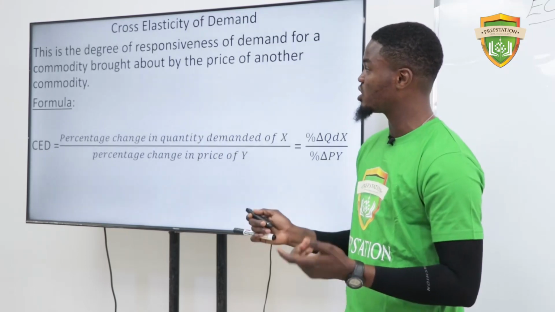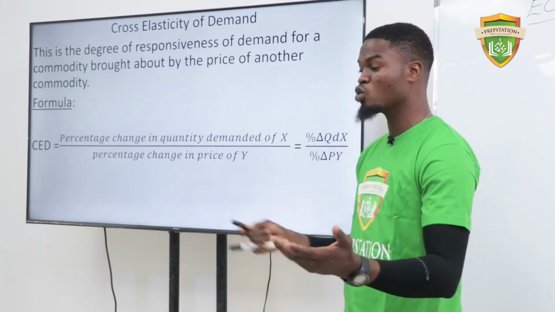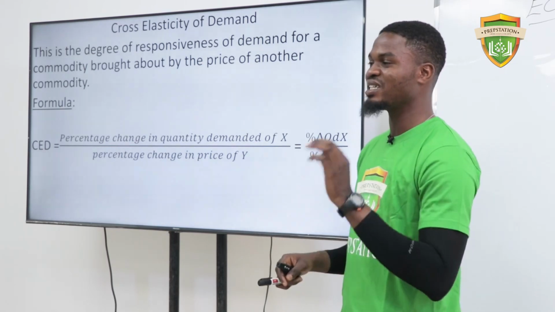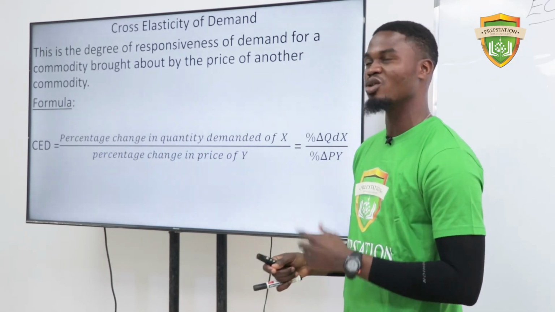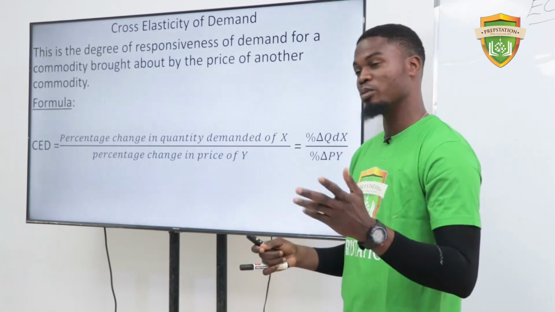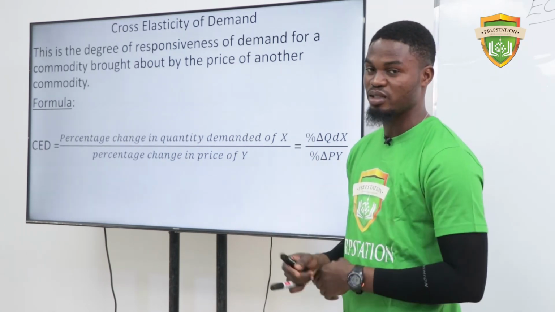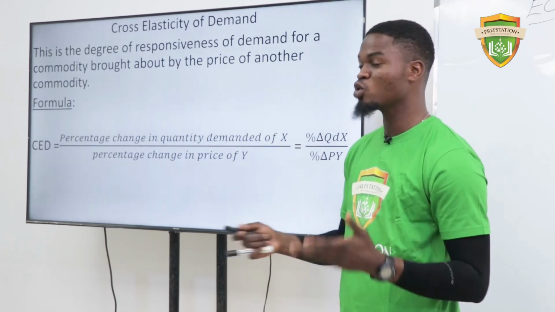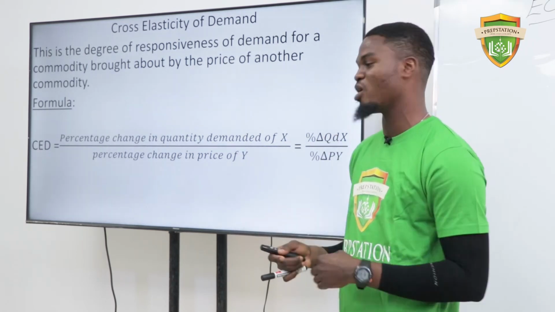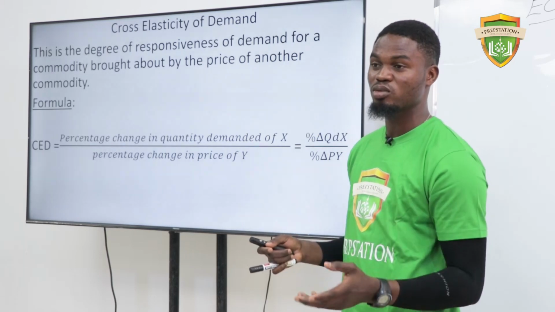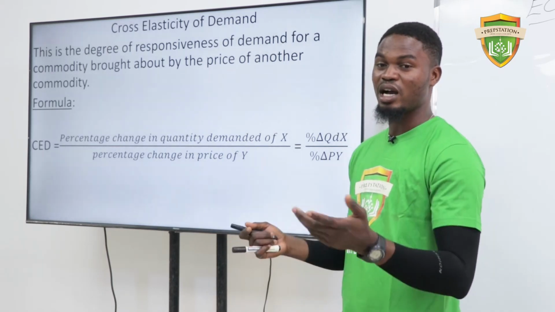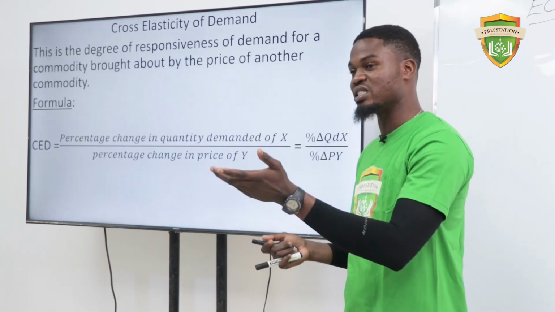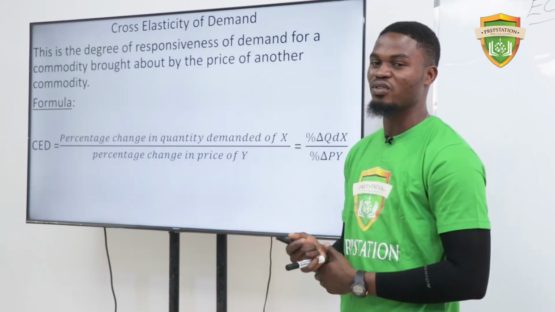Then the third one is cross elasticity, which has to do with two commodities. So this is applicable in either joint or complementary demand, or close substitute or competitive demand. When you talk about joint or complementary demand, it has to do with two commodities that are needed to serve a particular purpose. For example, petrol and car. Your car cannot move without petrol. And if the price of petrol either increases or decreases, it affects the quantity of cars that is going to be bought.